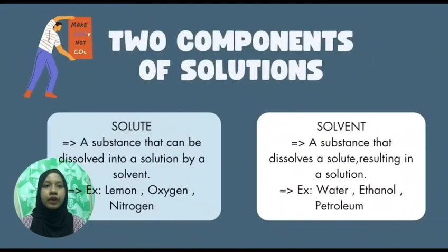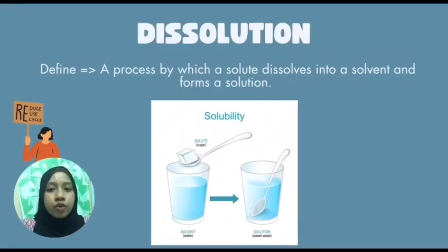Two components of solution. We have two, which is solute and solvent. Solute, a substance that can be dissolved into a solution by a solvent. For example, lemon, oxygen, and nitrogen. Solvent, a substance that dissolves a solute, resulting in a solution. For example, water, ethanol, and petroleum. Dissolution. Dissolution is a process by which a solute dissolves into a solvent and forms a solution.